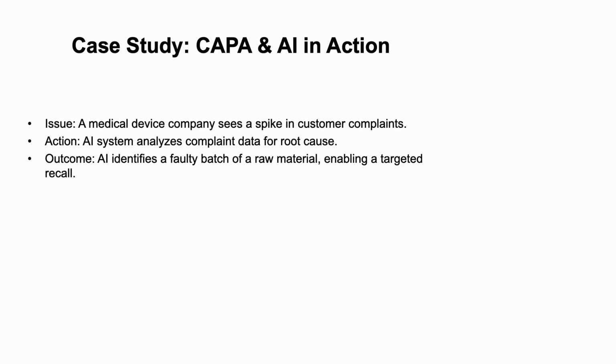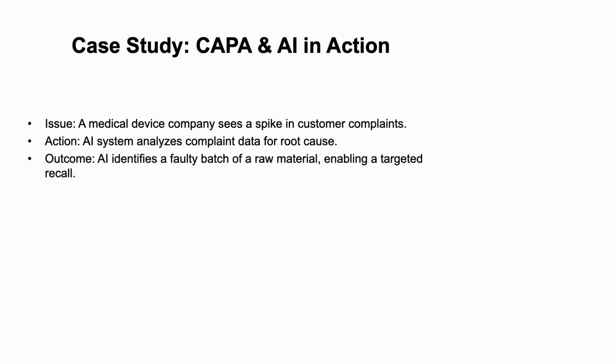Now, let's introduce an AI-powered system. The company uses an AI tool to ingest and analyze all customer complaint data, production batch records, and raw material information. The AI system quickly processes thousands of data points, far more than a human could, and identifies a subtle correlation between the spike in complaints and a specific batch of raw material from a particular supplier. It also finds a minor deviation in the manufacturing process that occurred when that batch was used.